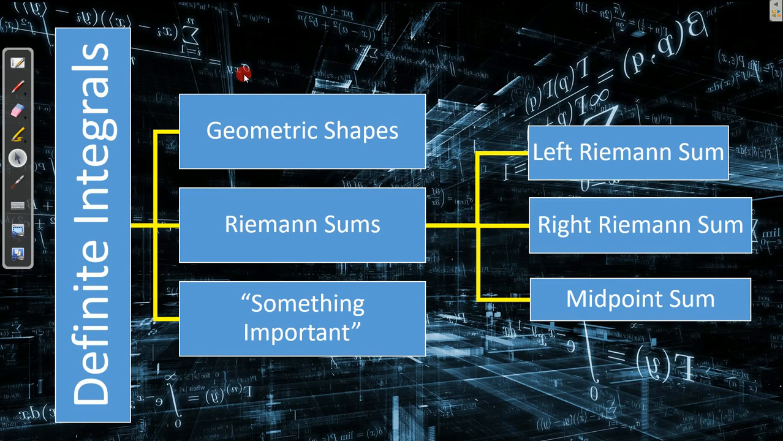But what happens when you cannot use geometric shapes? There are plenty of functions, equations, and graphs that don't have geometric shapes under them. So what do you do then? Well, we can start by doing something called a Riemann sum. That's the guy's name, Riemann, who sort of pioneered this method, and it will allow us to take the area under a curve that does not have geometric shapes.